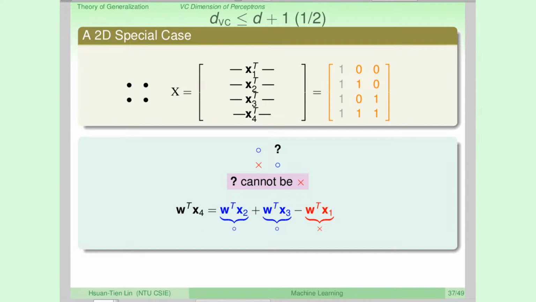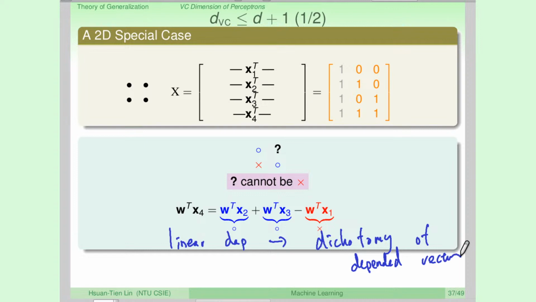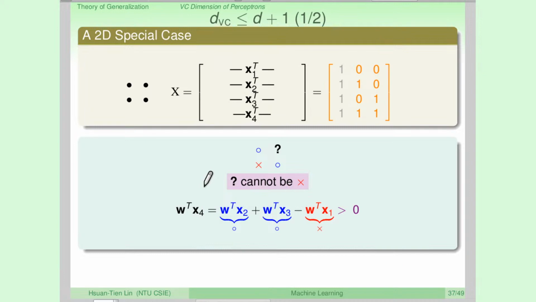Linear dependence forces the dichotomy of the dependent vector. Okay, linear dependence, this x4 depending on those three vectors, forces some of the dichotomy of the new vector, or the final vector that we added to the set.